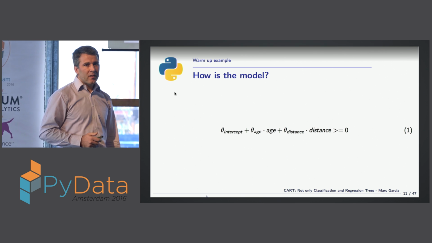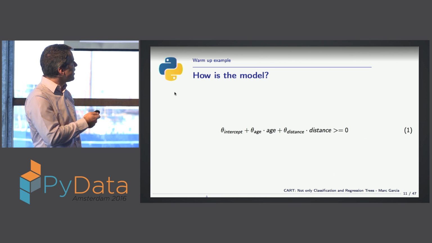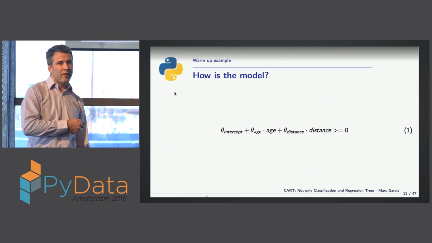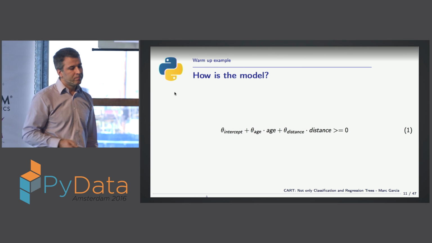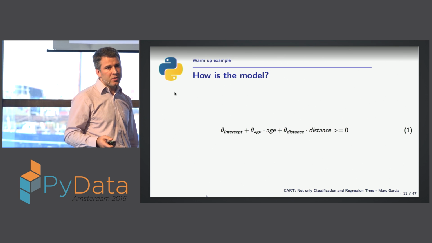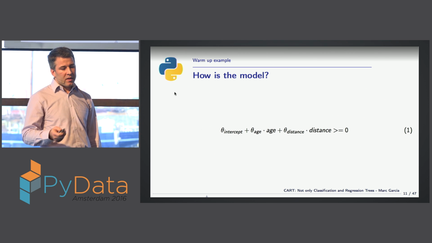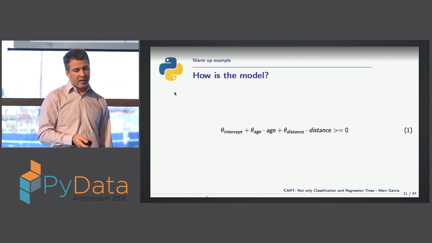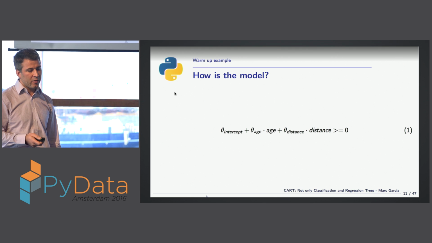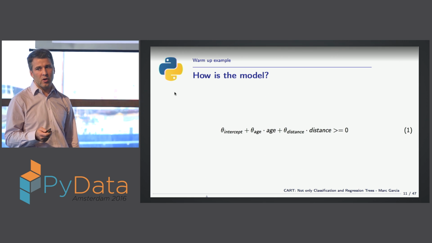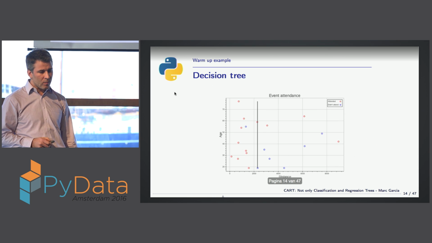So what is the model for a linear model? It's basically a linear equation, nothing really fancy. This is the equation for this specific case. We have the distance and the age with parameters, and an intercept. And basically, we compute this line. Whatever is on one side of the line, so the computation we make is greater than 0, comes to one of the categories. In this case, the people who are coming, and in the other case, the people who don't come. Sorry.